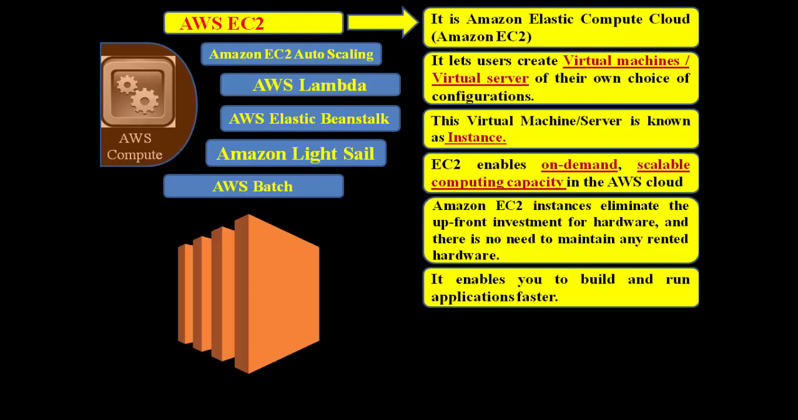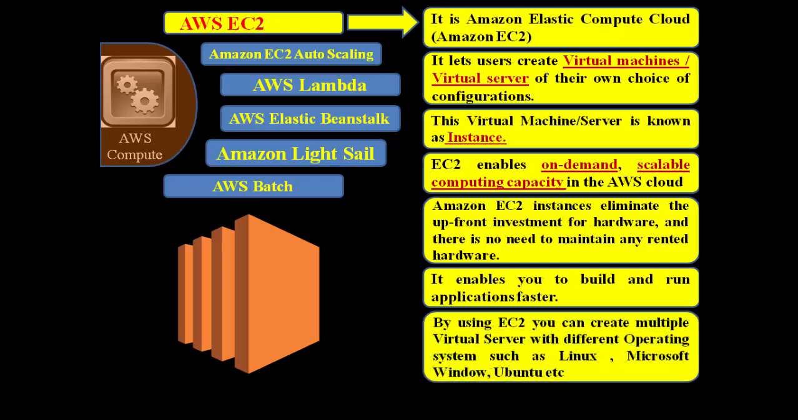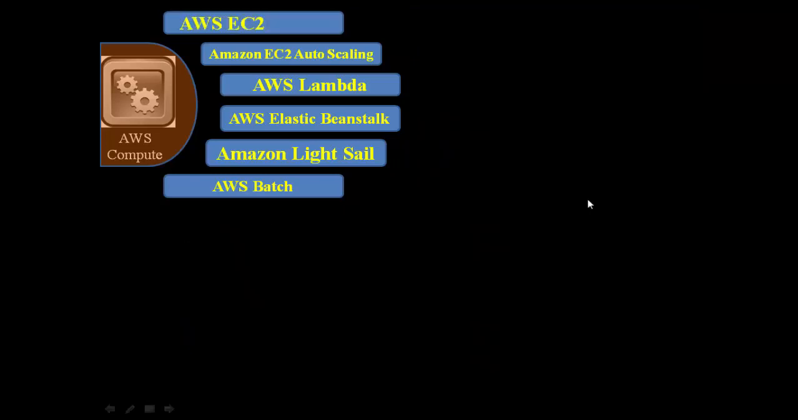So whenever it is required to get a high configured server, at that time we can get a server from the cloud and we can run our application very fast. By using EC2, you can create multiple virtual servers with different operating systems like Linux, Microsoft Windows, Ubuntu, etc.